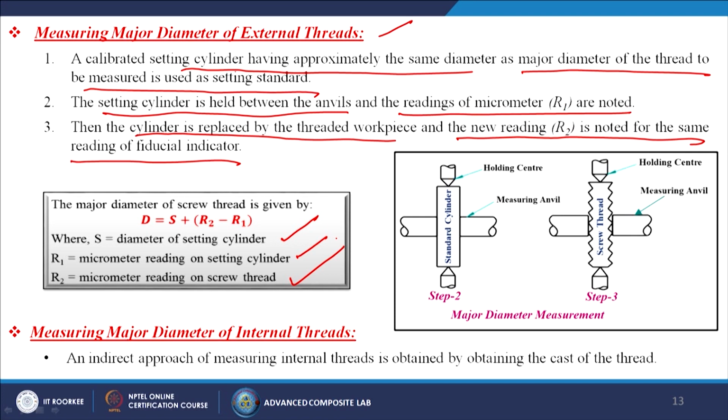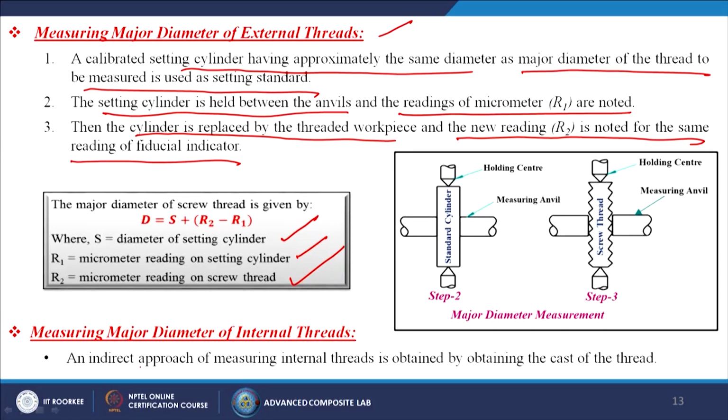So, simple, what are we doing? Just one shadow kind of thing. We have the same external diameter cylinder, we measure it, and then we put our screw in between and measure the outer diameter. So, first, on the basis of some reference, we are measuring our product.